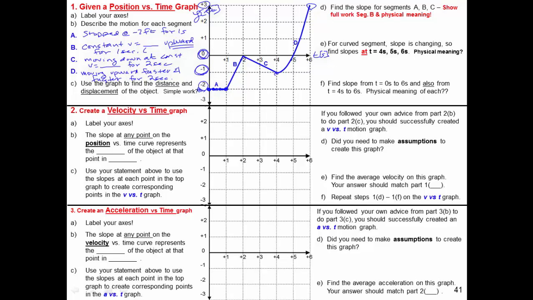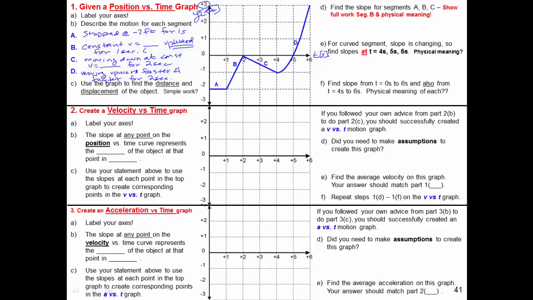I'm going to leave it to you to try out the next part. Use the graph to find the distance and the displacement of the object. You should be able to take a look at this graph and figure out how far the object moves and what its displacement is. And remember, there is a difference between those two.